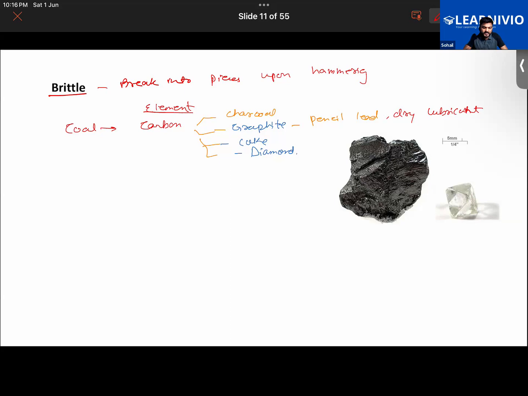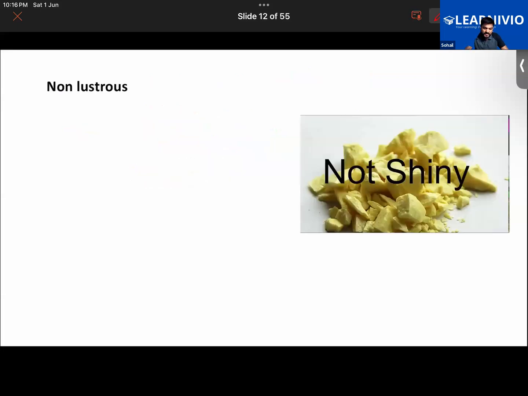If you were to take a piece of graphite, a pencil lead basically, and beat it with a hammer, what will happen? It will break into pieces. Also, we cannot hammer any kind of carbon to obtain thin sheets of it. It will simply break into pieces. So carbon is a non-metal and it is not malleable. We see that they are non-malleable.